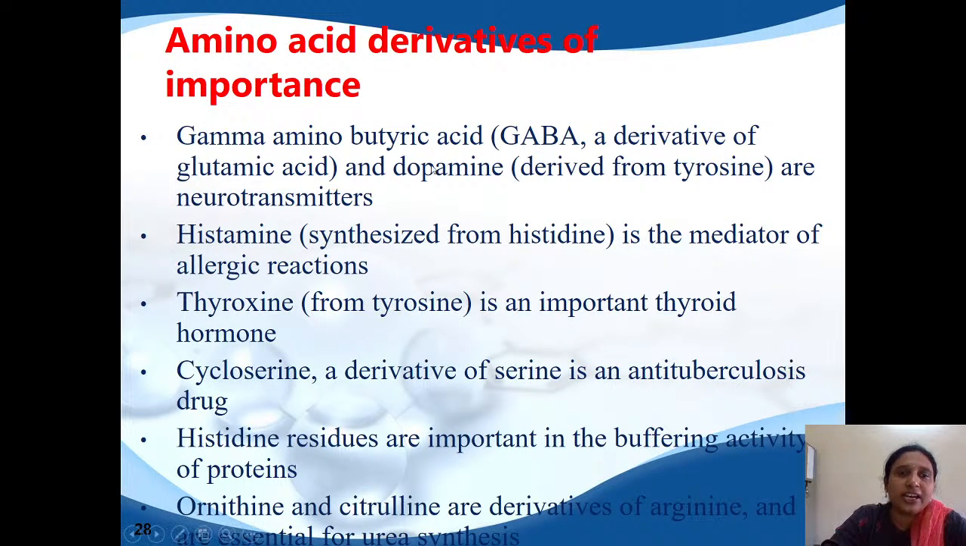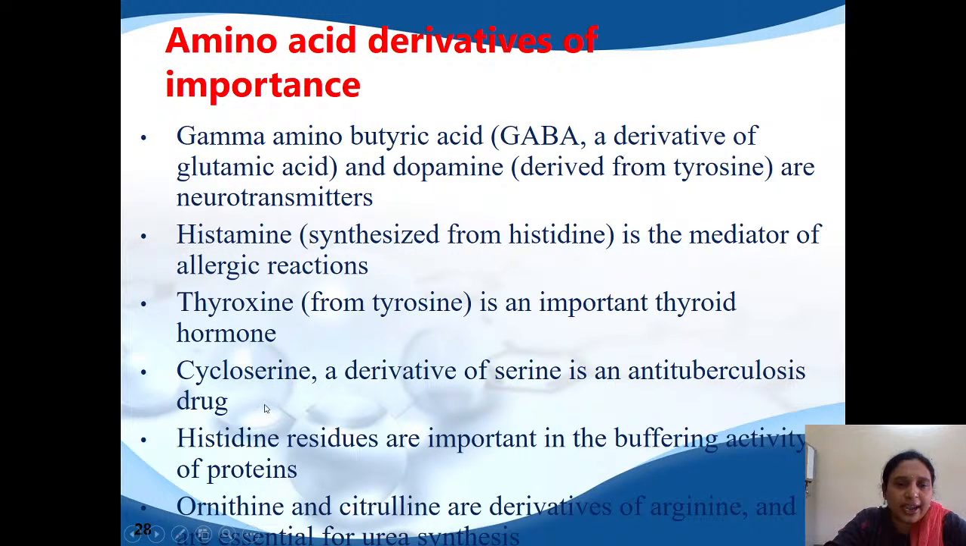So GABA is derived from glutamic acid, and dopamine is derived from the amino acid tyrosine. Both are neurotransmitters. From the amino acid histidine, histamine is derived, and it is the mediator of allergic reactions. In response to allergies, histamine is released. And thyroxine, T4, the thyroid hormone, is derived from tyrosine. It regulates body temperature, and thyroid hormones exhibit their function in each and every cell of the body.